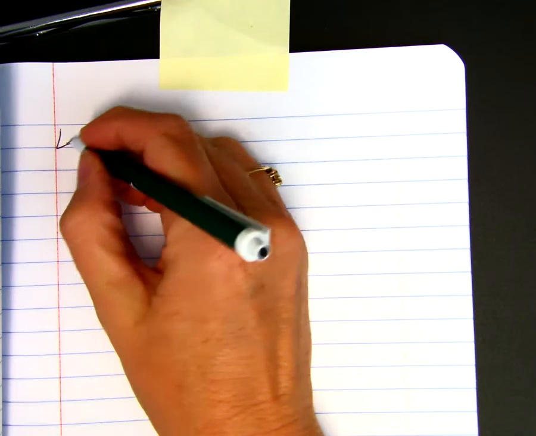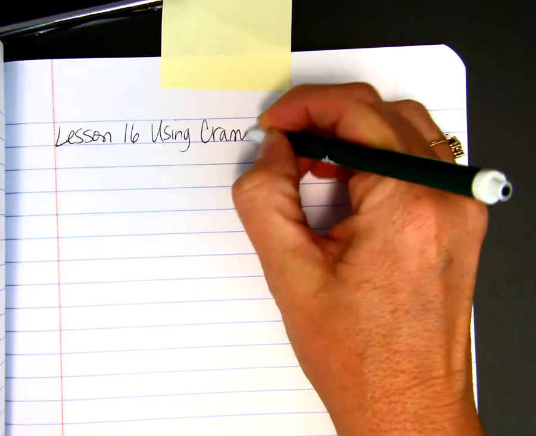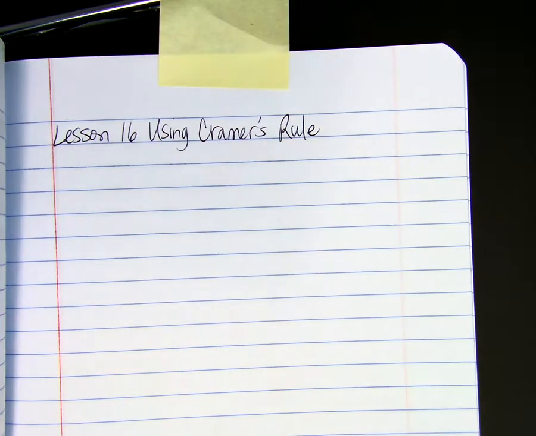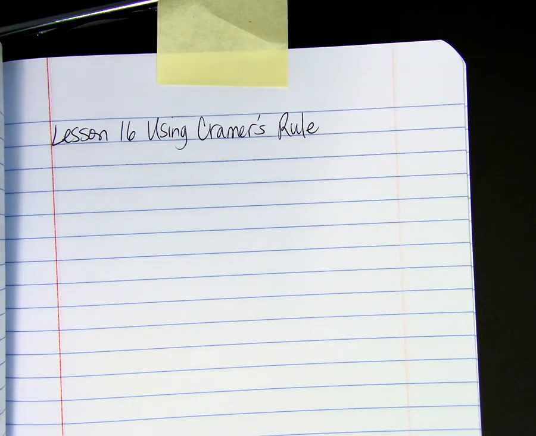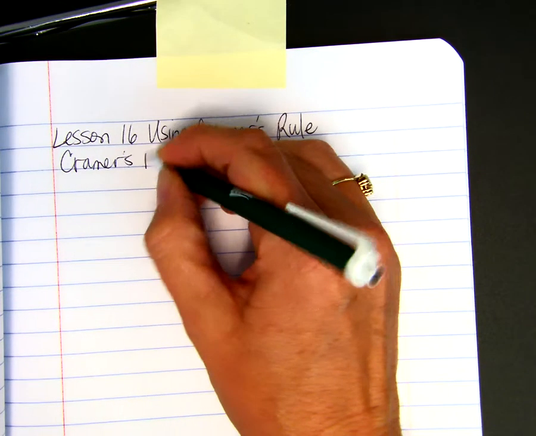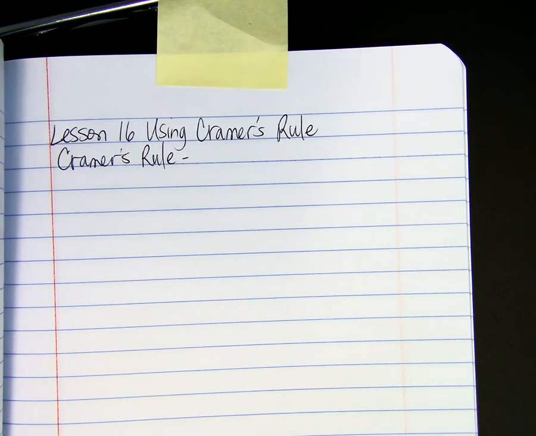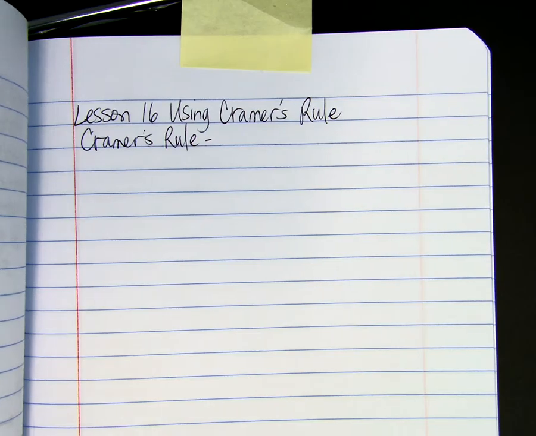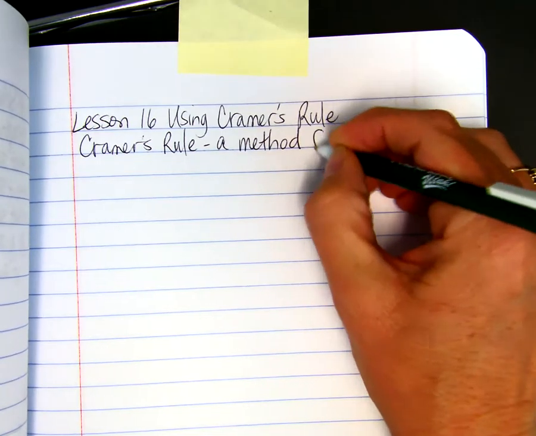Lesson 16, using Cramer's rule. Cramer's rule is a method for solving a system of linear equations using determinants. It's totally fun. Yes, what's your question?